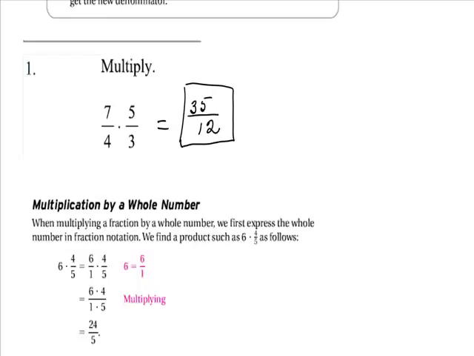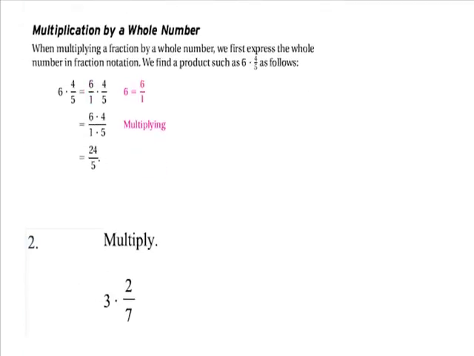All right, now there's one other slight rule to look at, and it says when multiplying a fraction by a whole number, we first express the whole number in fraction notation. And by that, look right here, 6, if it needs to be a fraction, has to have a denominator, and 6 over 1 is the same as 6. So we put our whole numbers over 1.